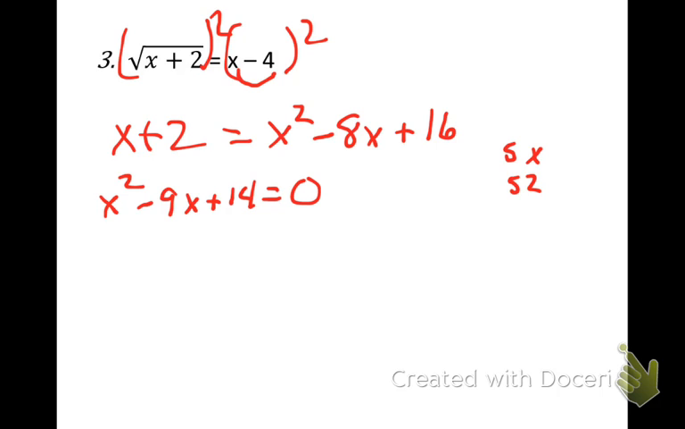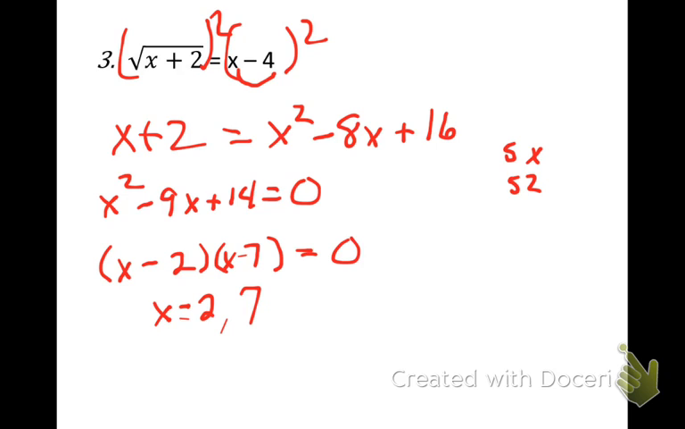Now remember, you need to go through your steps of factoring. Is there anything in common? GCF, no. Difference of squares, no. Perfect square trinomial, 14 is not a perfect square. So it's guess and check, and since the leading coefficient is 1 here, you probably don't need to go through all the other process. Factors of 14 that are going to give me 9, well, I know it's going to be 2 and 7, and they both need to be negative. So I get x equals 2 or 7.